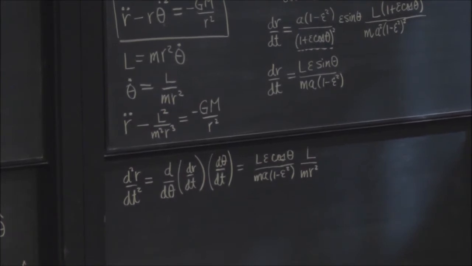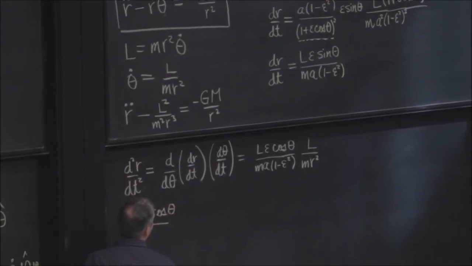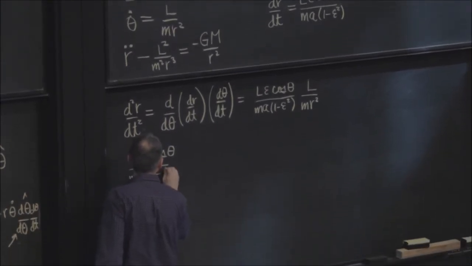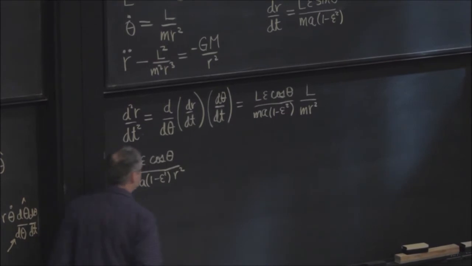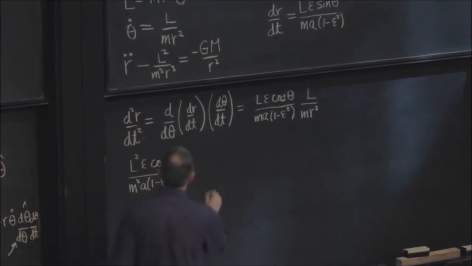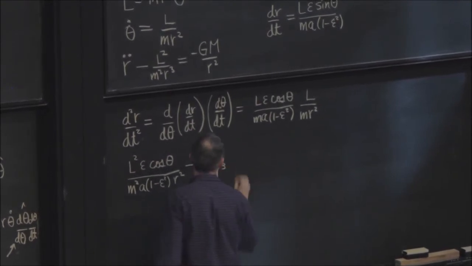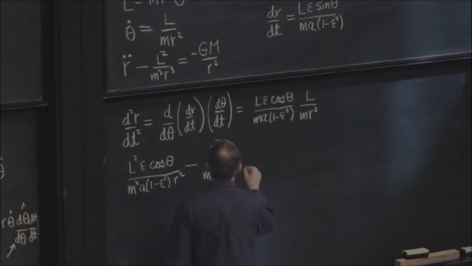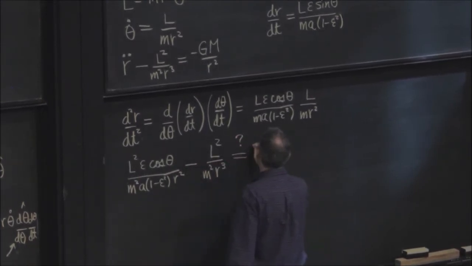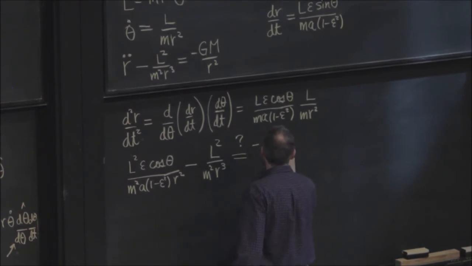Okay, we're almost there. I can almost taste it. So all we have to do is stuff that in here and see if it works. So we have L squared epsilon cosine theta over m squared a 1 minus epsilon squared r squared, minus L squared over m squared r cubed, equals, question mark, minus G m over r squared.